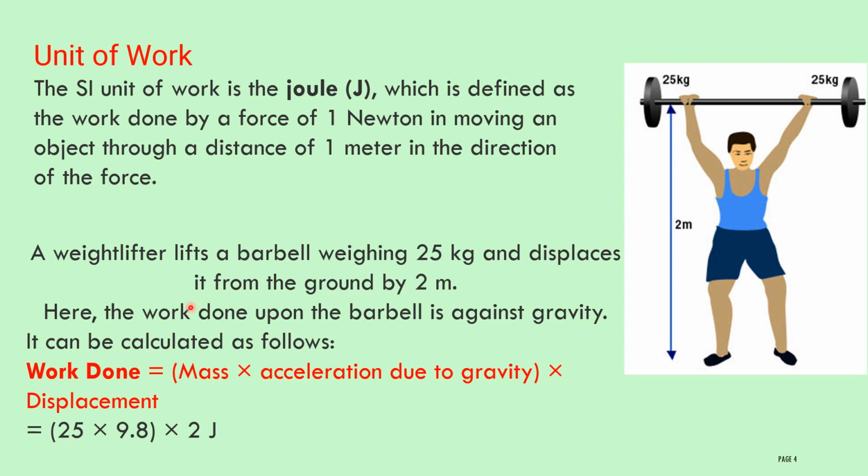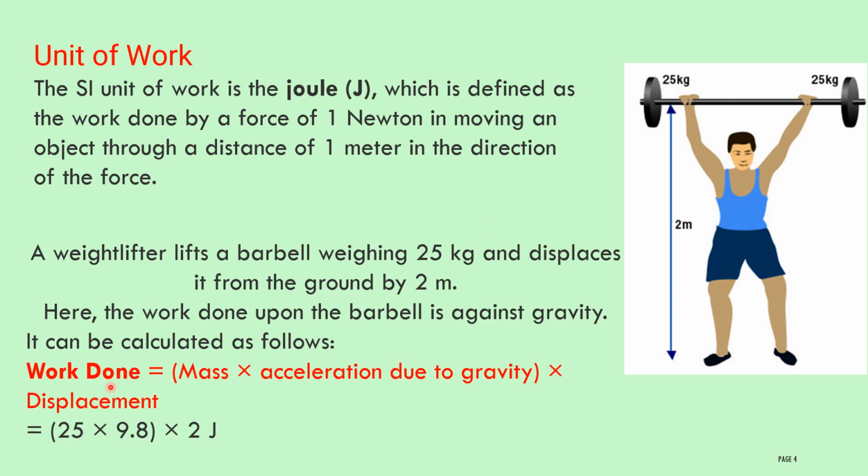How will we calculate the work done? A weight lifter lifts a barbell weighing 25 kg and displaces it from the ground by 2 meters. Here the work done upon the barbell is against gravity. Against gravity you are lifting the barbell.